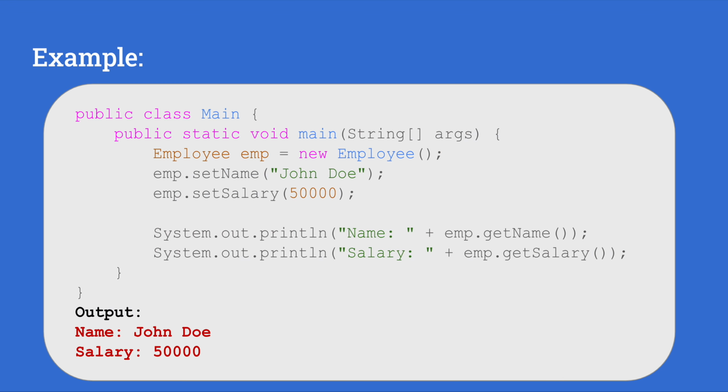Here is the second example. We have a main class and the employee class. In the main class we create a new employee object, emp. In emp we set the name and the salary, and here we print the name and salary of the employee.